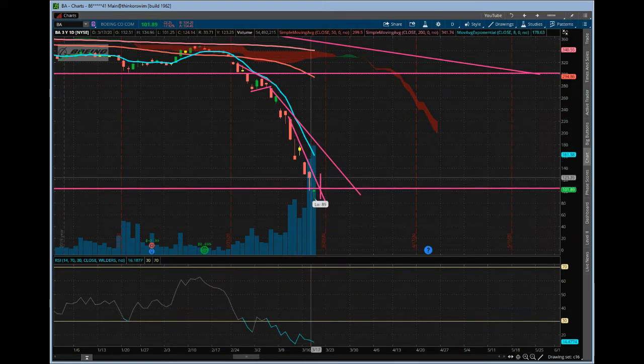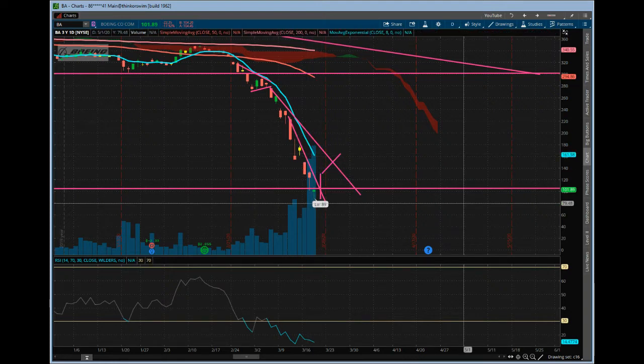Let's see. It could form a Morningstar reversal, right? Red candle, real body below that one. Let's see if we can get a candle here that goes to the 50% of that range right there and tries to get out of this trend line. So we're definitely going to be keeping an eye on that.